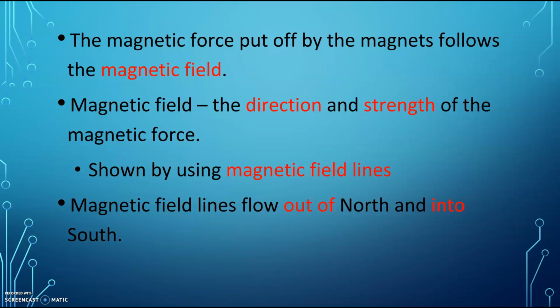Basically, they are just lines pointing in the direction of the field. And they follow a very specific pattern. Magnetic field lines flow out of north and into south. So they will always go from north to south. It will always point from north to south. That is the critical piece there, from north to south.